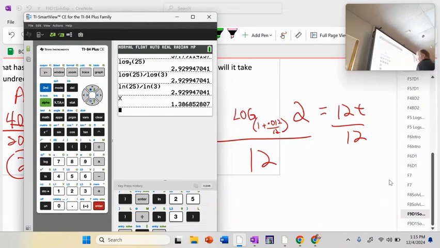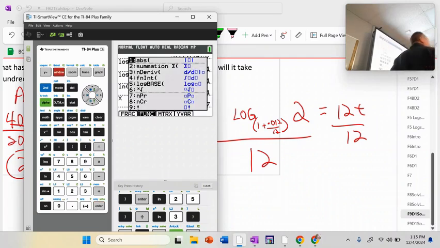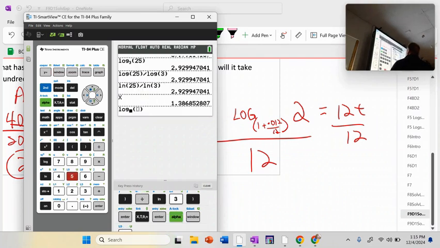I'm going to use the cheating button. Does anyone not have the cheating button? Does anyone have a TI-83 or 83 plus? Okay, I'll take that as a you don't. All right, and that's fine. I love those calculators too. You just have to use the change of base formula.